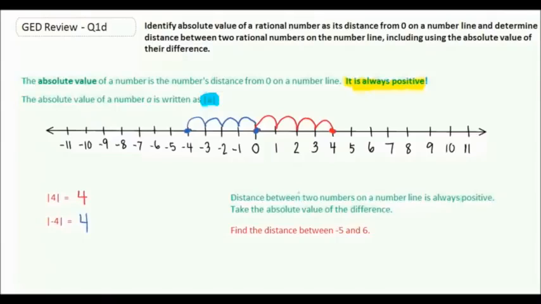Now the distance between two numbers on a number line is always positive. Take the absolute value of the difference. So if we want to find the difference between negative 5 and 6, we'd say first, let's subtract negative 5 minus 6. That's the same thing as adding the opposite. So negative 5 plus negative 6 would be negative 11. But we want the distance, so it's the absolute value of that, which means the distance between negative 5 and 6 is 11.